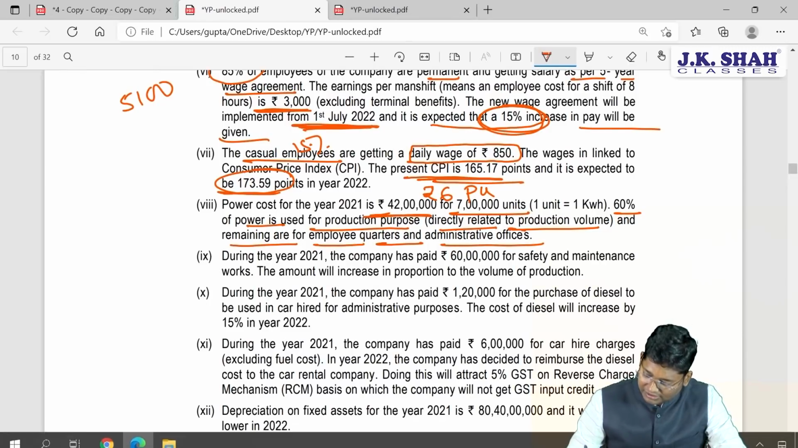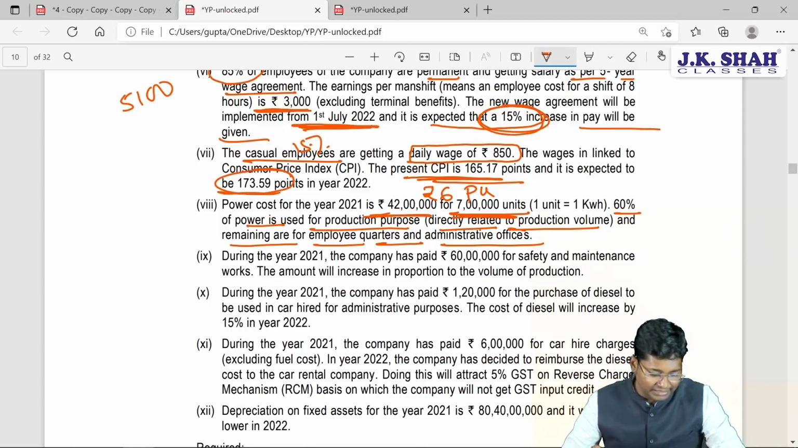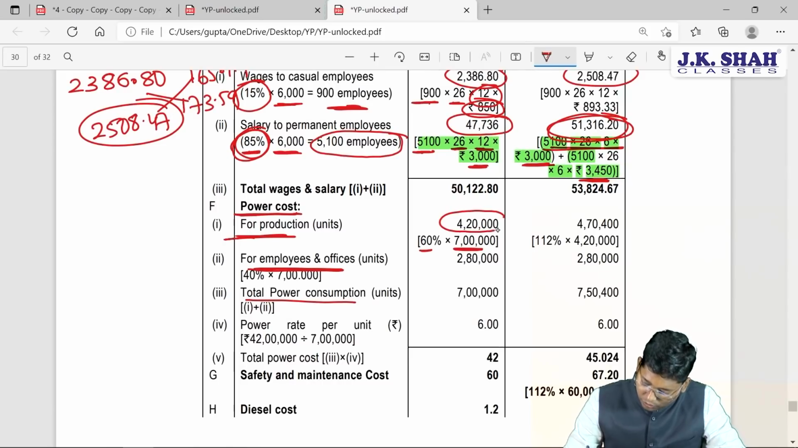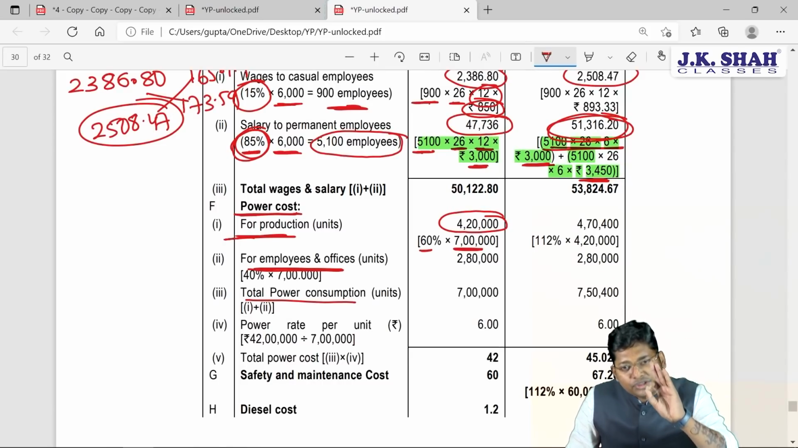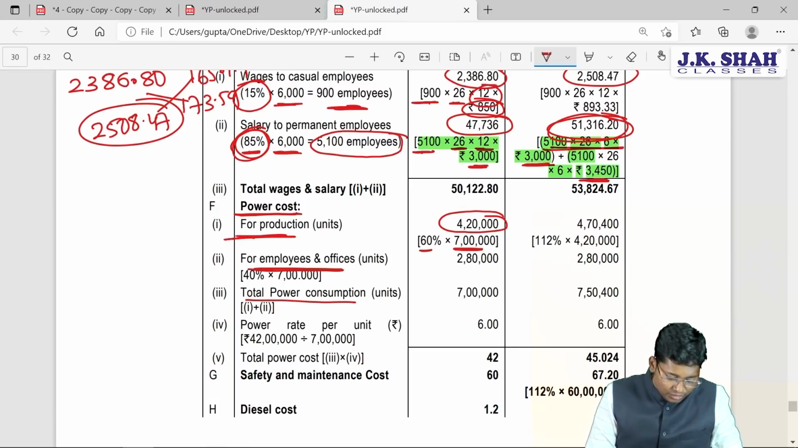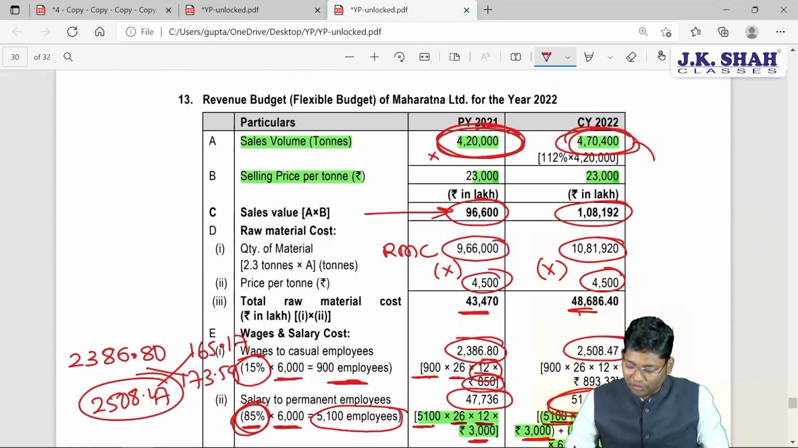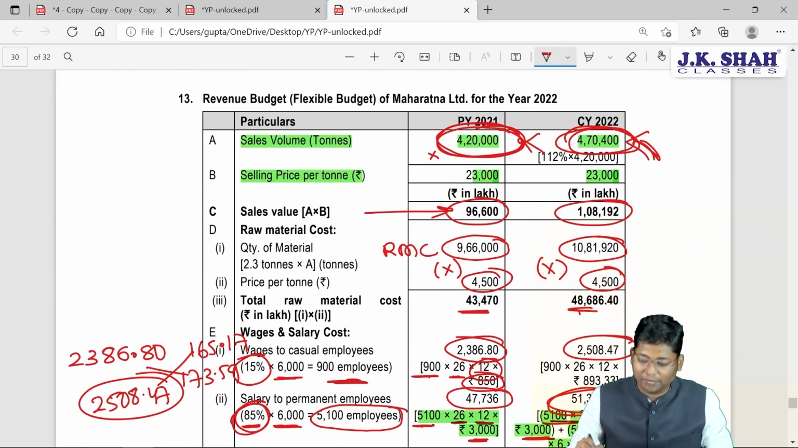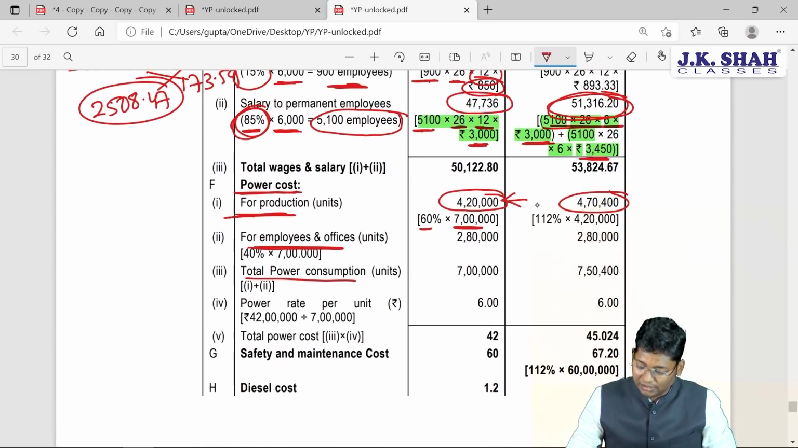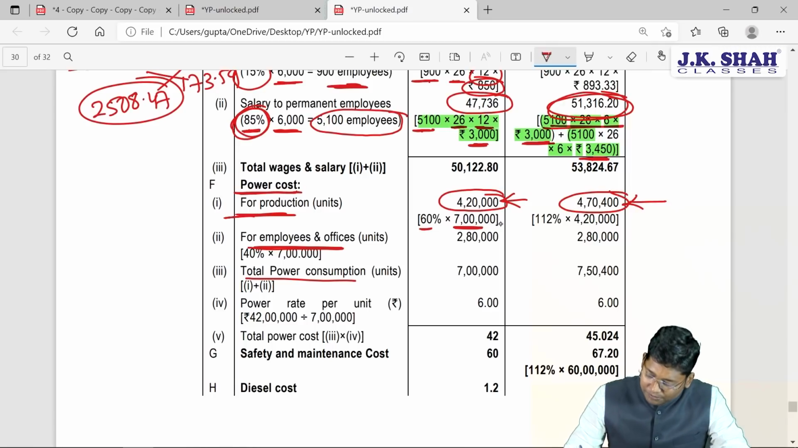Sir, where is it given? See here, total 7 lakh units are given. 7 lakhs into 60% is 4,20,000 units of power you are consuming for production purpose. Correct? Now plus 12%. Again you are going to get the same quantity. See here, same quantity. Directly also you can take these quantities from here, and same quantities you can put here. Else you can calculate by using the given information on power. Now the first part of 7 lakh is recorded here. The second part is the balancing figure.